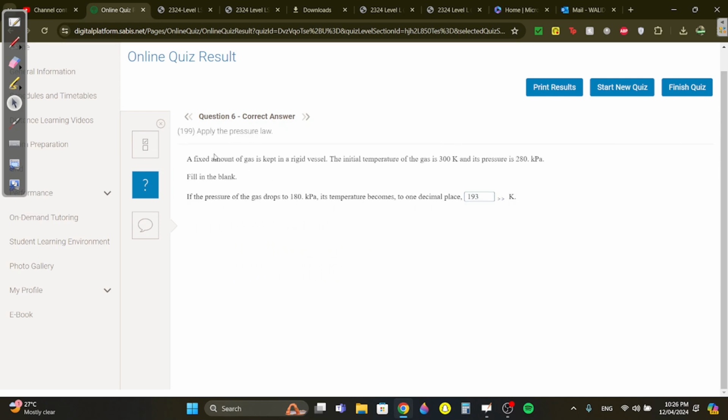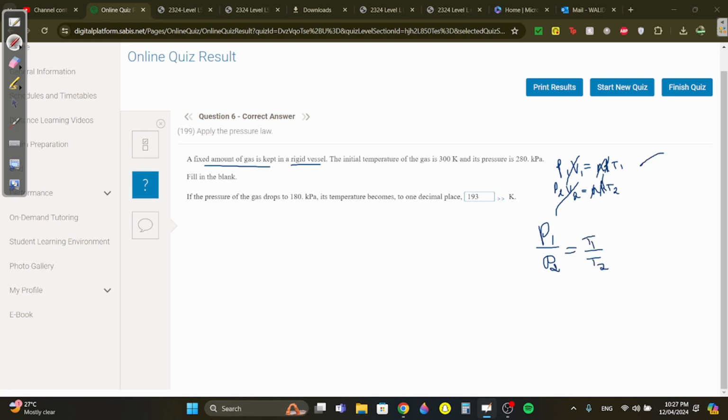So if you don't want to memorize: a fixed amount of gas is kept in a rigid vessel. The initial temperature of the gas is 300 Kelvin, and its pressure is 280 kPa. If the pressure of the gas drops to 180, what's going to be the temperature? Look, there are two ways to do this. We could do the chemistry way we used to do, which is P1V1 equals nRT1, or P2V2 equals nRT2. We can cancel R with R. Since it's a fixed amount of gas, the moles don't change, so n with n. And since it's kept in a rigid vessel, you can cancel volume with volume. You get P1 over P2 equals T1 over T2.